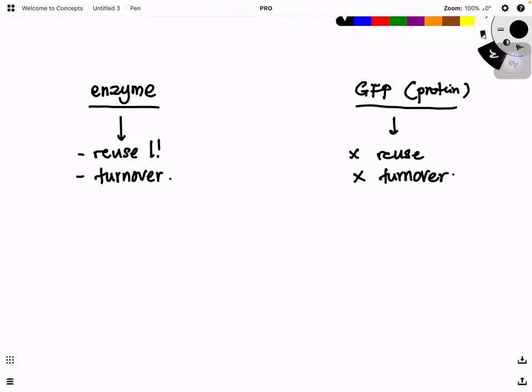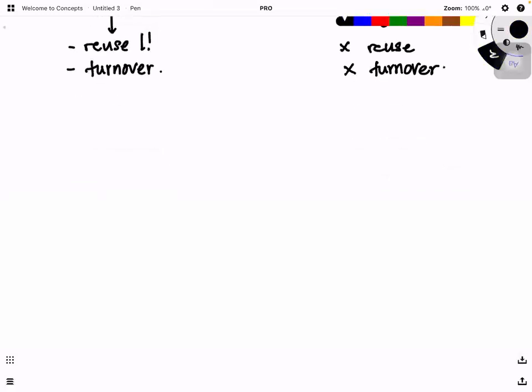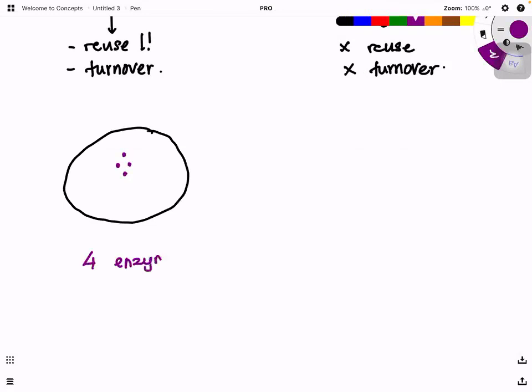Sometimes the expression inside the cells might be too low. Try to imagine, this is the cell. They may only produce few enzymes, let's say 4 enzymes here. They produce 4 molecules. Are you clear? So here they also produce 4 in this case. The cells also produce 4 GFP.